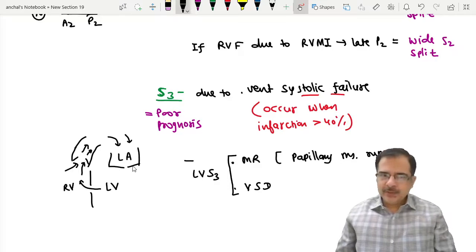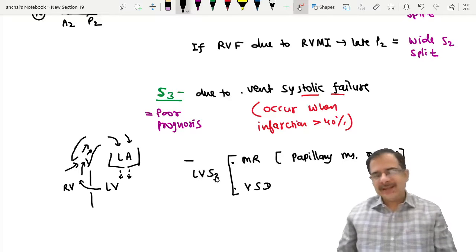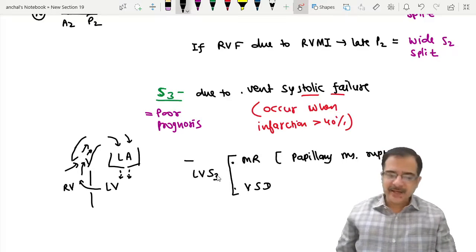So what will happen in diastole? This valve will open and more blood will go to the left ventricle side from the left atria in diastole. So diastolic blood filling of the left ventricle is increased. Hence LV S3 is present here.